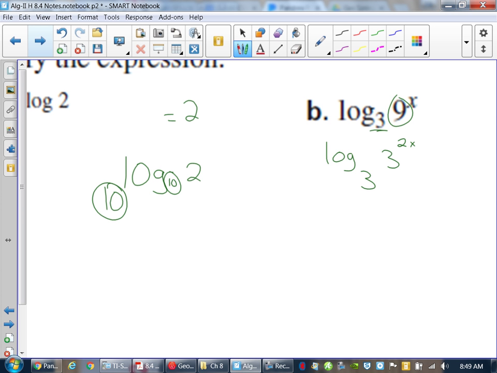Which means, are those bases the same? So what drops? 2x. And there's your answer. It's a lot of being able to convert exponents and bases together.